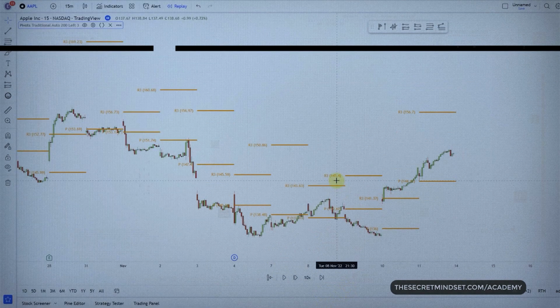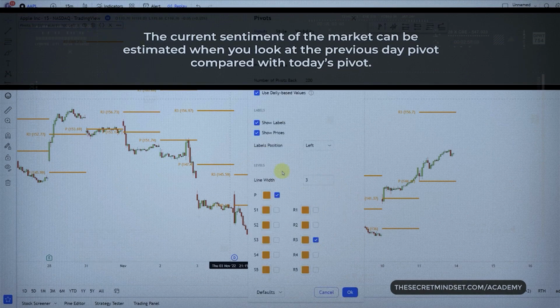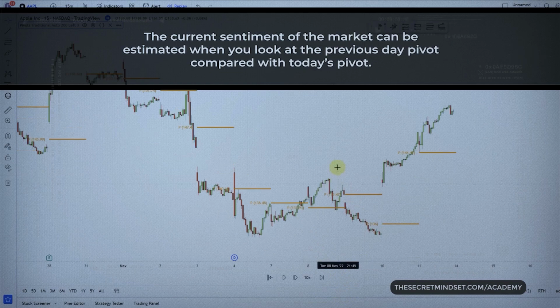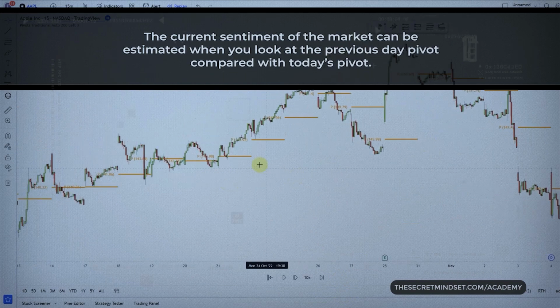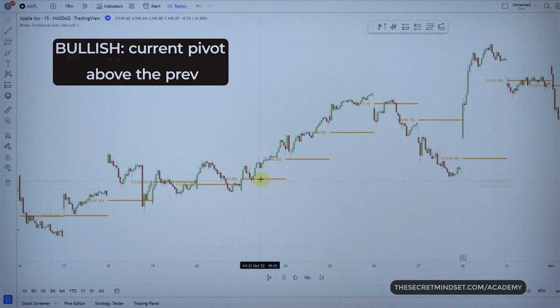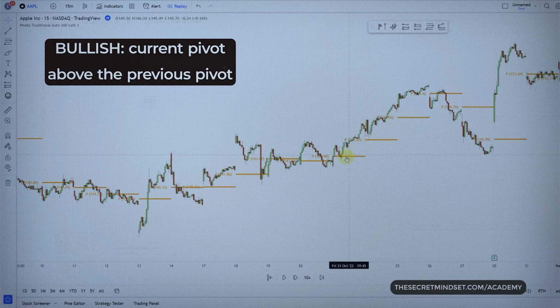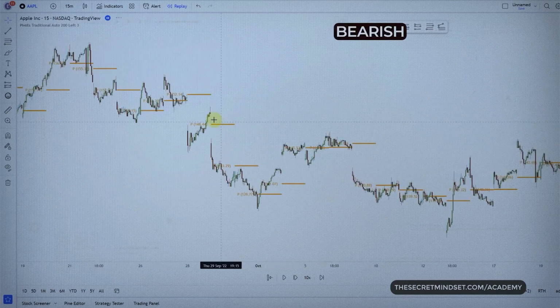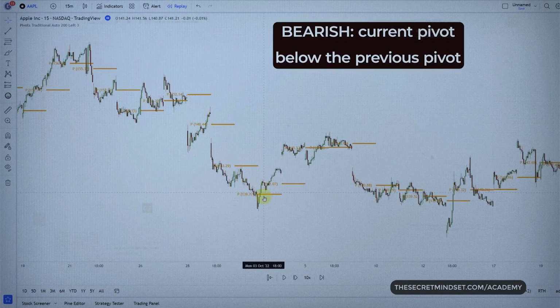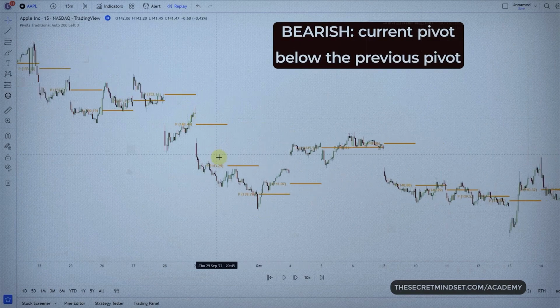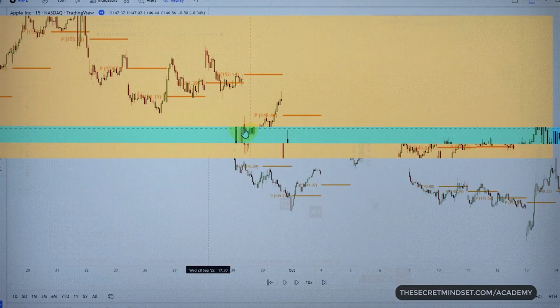The current sentiment of the market can be estimated when you look at the previous day pivot compared with today's pivot. If the current pivot is above the previous one, that would be considered bullish. You want to find long signals in this case. If today's pivot is below yesterday's pivot, this is bearish, and you want to concentrate on short signals.